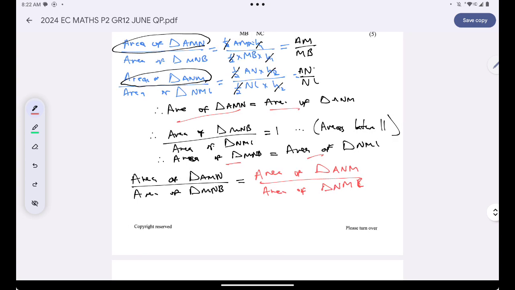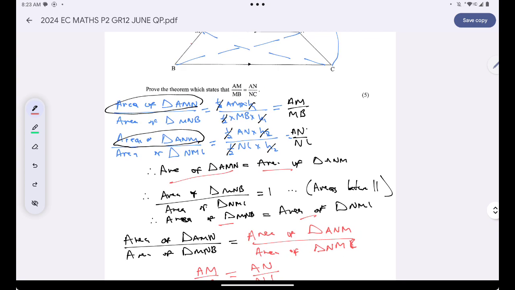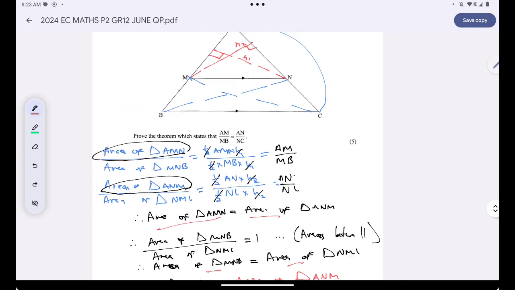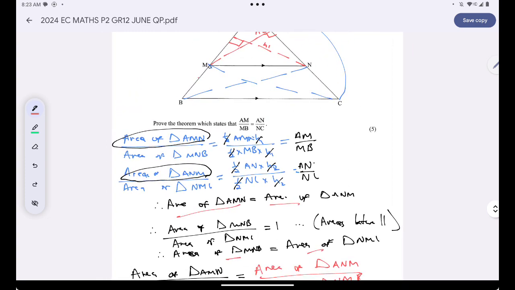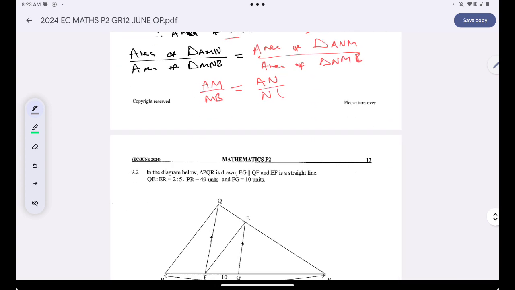But remember that whenever I calculated the area of triangle AMN over the area of triangle MNB, I found that those two are equal to AM over MB, and then these two are equal to AN over NC. Alright, together. So this is a proof, guys. Simply means if we have a line parallel to one side of a triangle, and if that line is inside that triangle, it simply means the same line divides the other two sides in the same proportion. That's your proof there, guys.